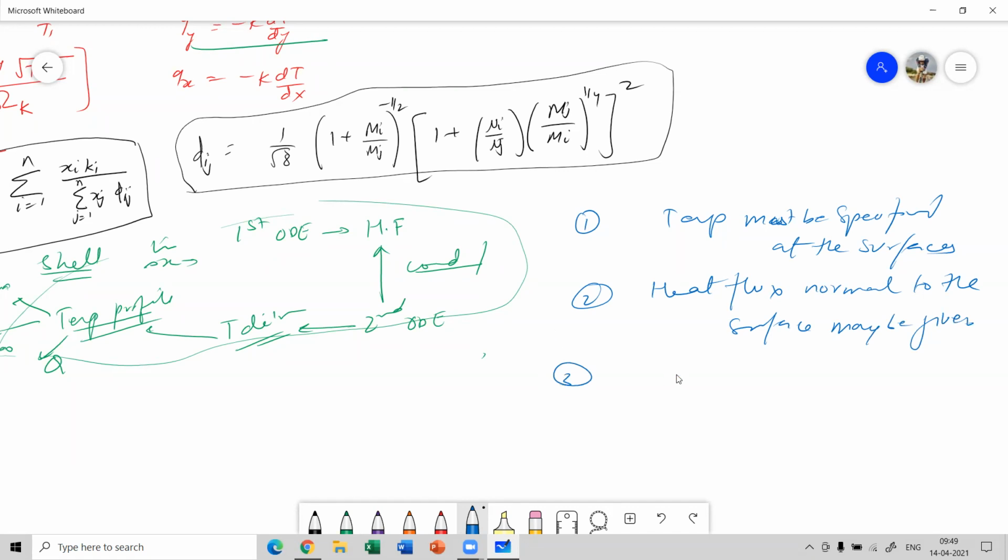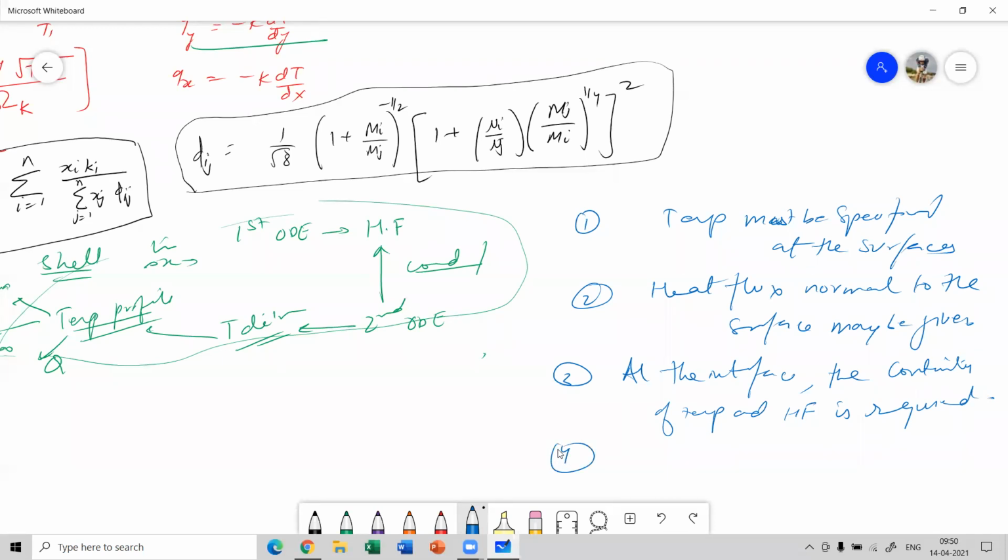Third condition is at the interface, the continuity of temperature and heat flux is required. That is, in case of momentum, it was viscosity and momentum flux. In case of thermal, it is the temperature as well as the heat flux at the interface of the two fluids. It should be same.